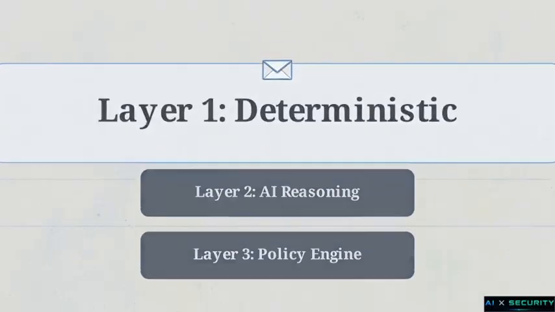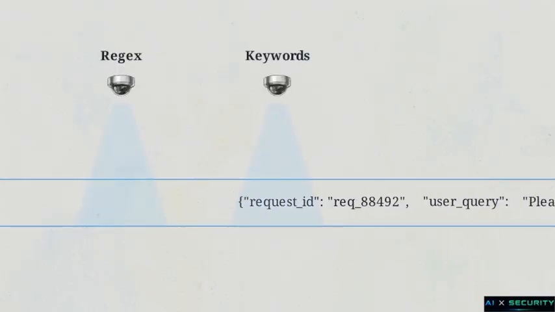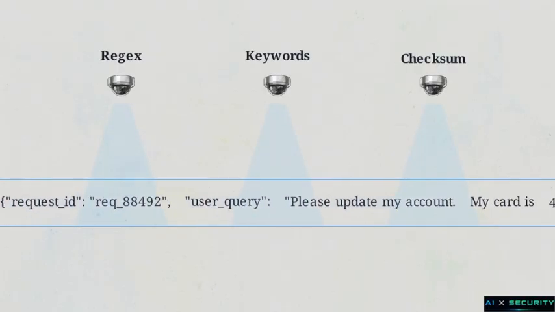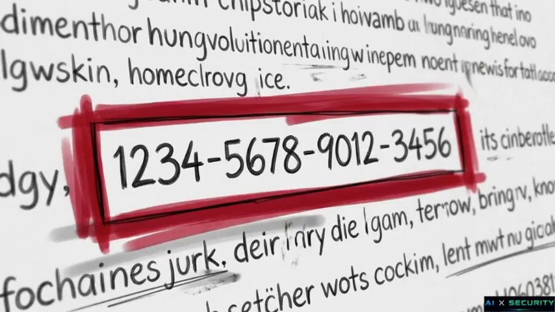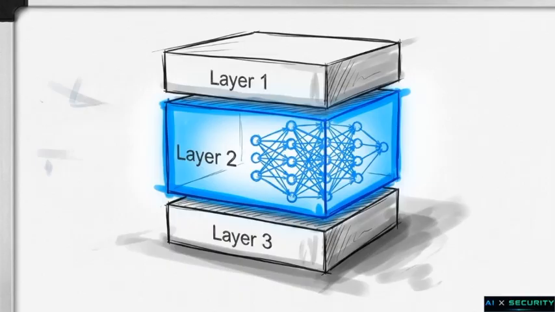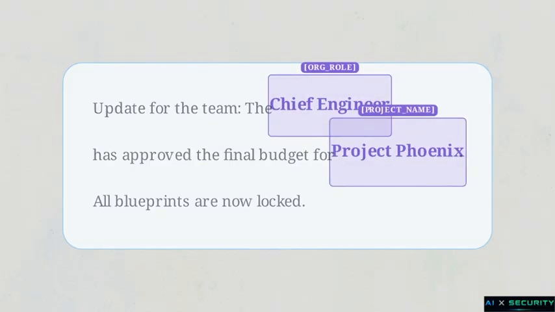Layer 1 uses deterministic pattern detectors. It runs strict regular expressions, keyword proximity windows, and checksum verification concurrently to instantly flag structured data, like social security or credit card numbers. Layer 2 introduces zero-shot named entity recognition, integrating models like Gliner. This layer identifies context-dependent entities, like specific organizational roles or project names, that lack predictable structural formats.